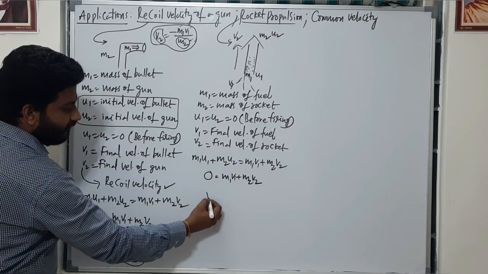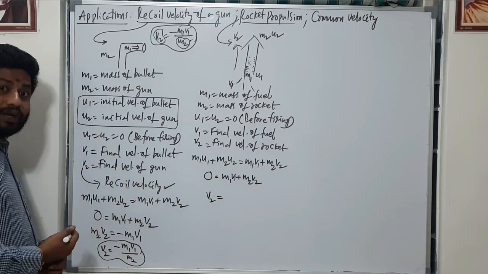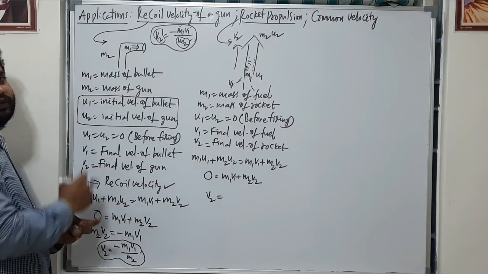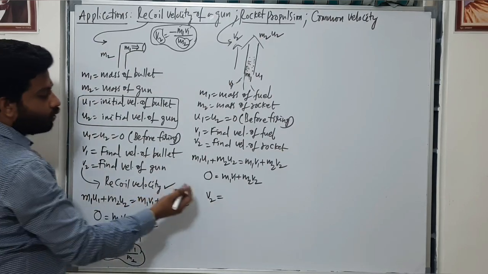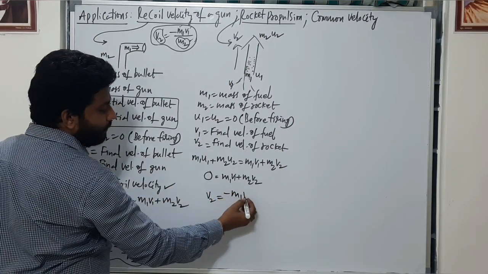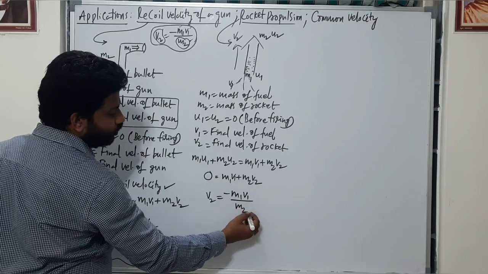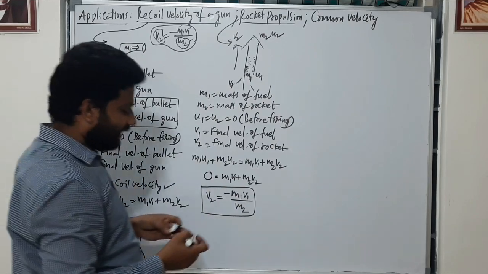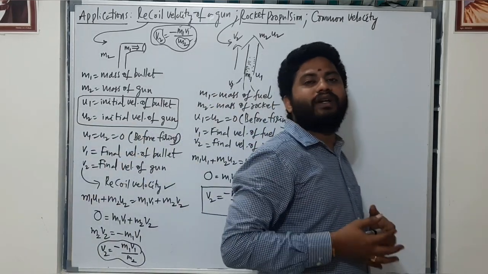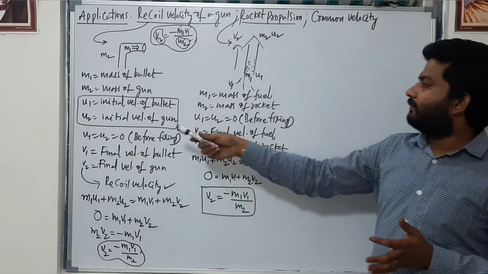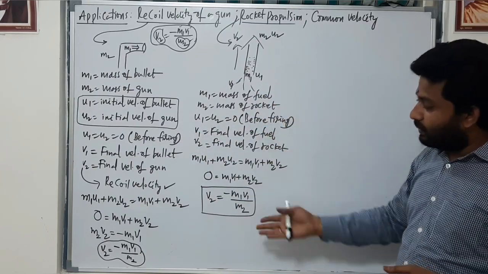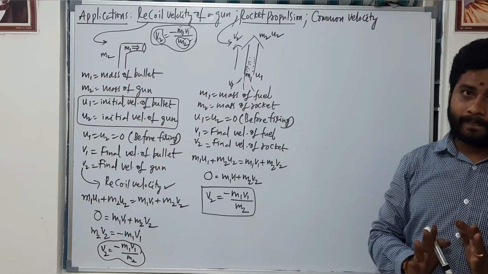Here also, the velocity of the rocket because of the reaction force, like the recoil velocity of a gun because of the reaction force, V2 is equal to minus M1 V1 by M2. Similar concept to the recoil velocity of a gun. There is no difference at all between the first two applications. But a question can be asked similar to that, right?